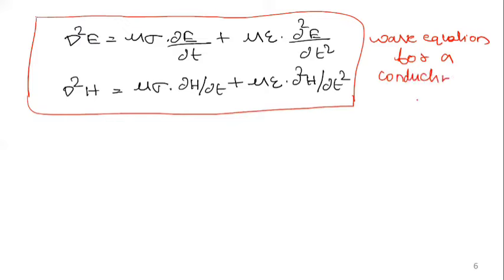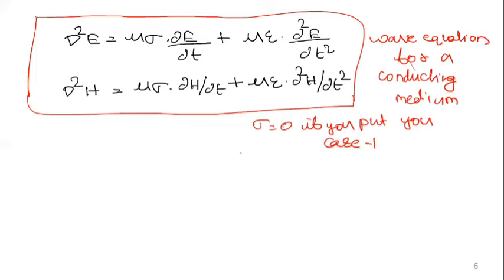Now if you are attentive, you might know that if you put the value of sigma equal to 0 in this equation, you will get the case of free space, right? The equation which we derived for sigma equal to 0 is for free space. If you put sigma equal to 0, that will lead to case 1. So it is very simple. These derivations you should understand.